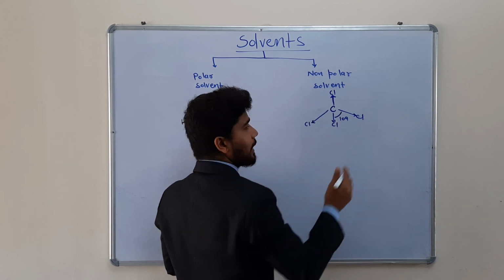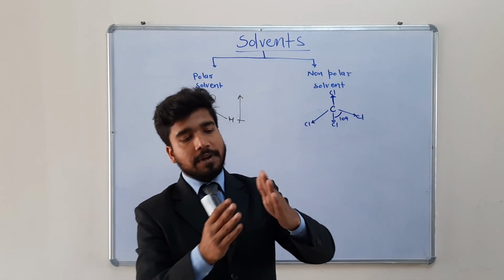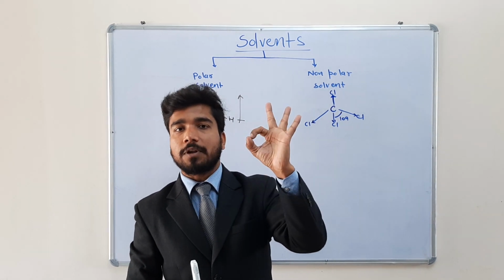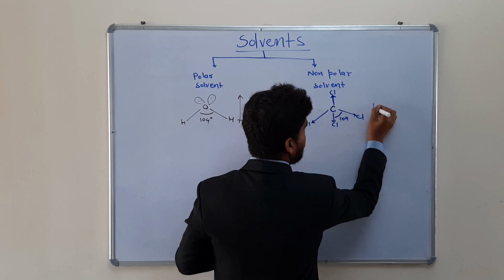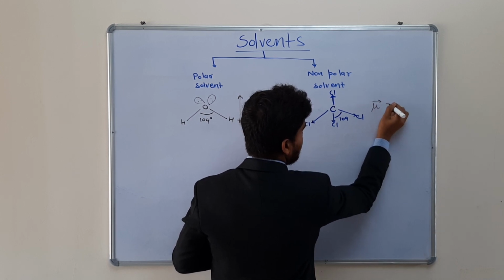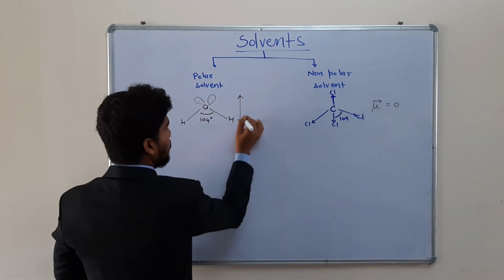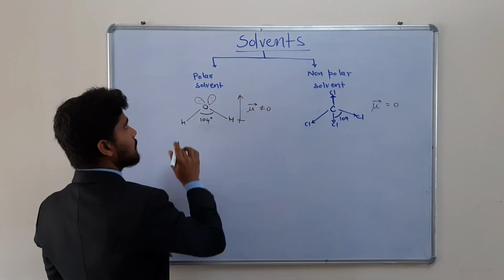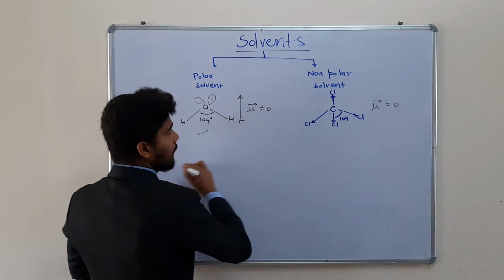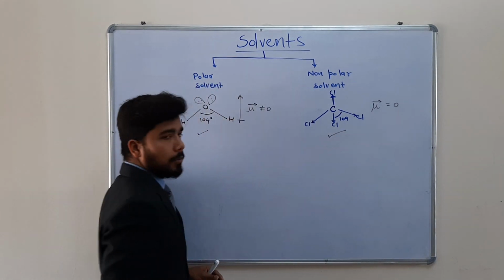So there will be 4 vectors acting at the same angle, and they will cancel out each other. So net dipole moment will be 0. So net dipole moment of this compound, which is also represented by mu vector, is 0, and net dipole moment of this compound is not equal to 0, and that is the reason why this is a polar molecule and this is a non-polar molecule.